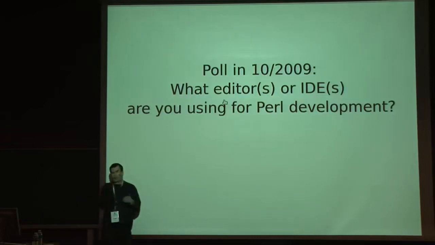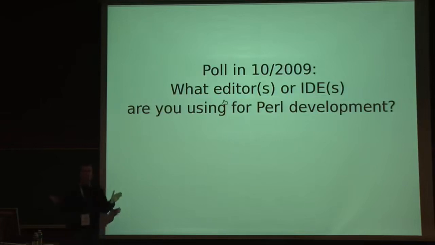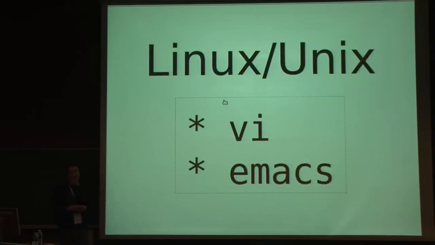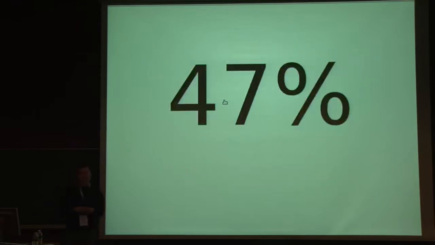When I'm thinking about a project, I would like to see where it can fit in the user space or market in some terms. So I ran a poll in October 2009, a couple of months ago, to find out what editors or IDEs people are using for Perl development, writing Perl code. The answers were really interesting. Within just 3 days, I got more than 3,000 answers, and most of the people were saying that they are using either Vi or Emacs. Apparently, they were using Linux and Unix, and the percentage of answers was 47. So you can see that quite a lot of people are using these two editors.